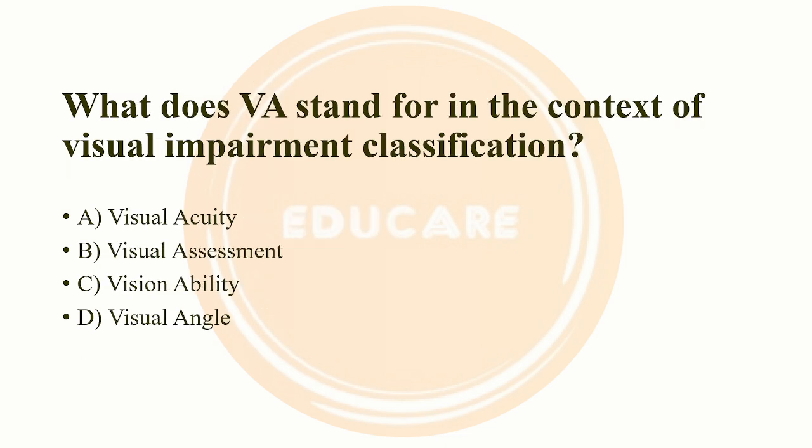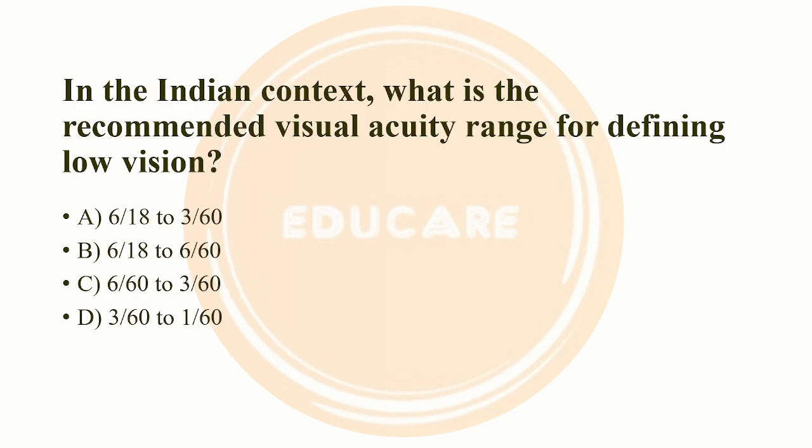What does VA stand for in the context of visual impairment classification? Option: visual acuity, visual assessment, vision ability, visual angle. Answer of this question is option A, that is visual acuity.